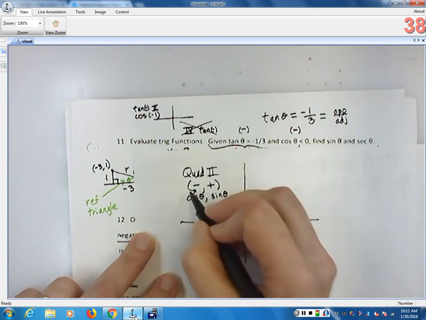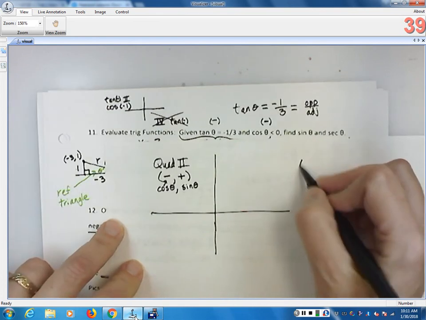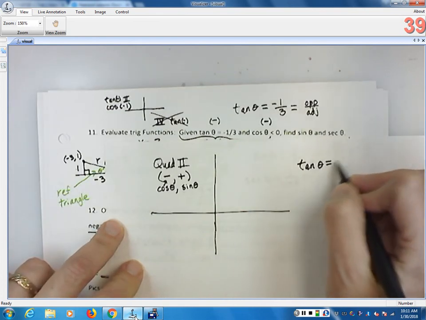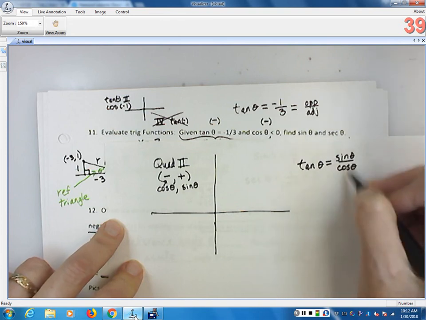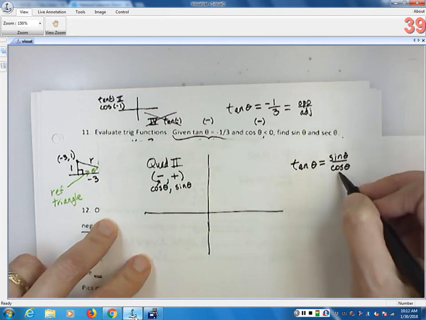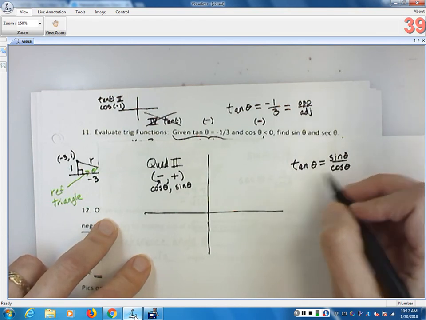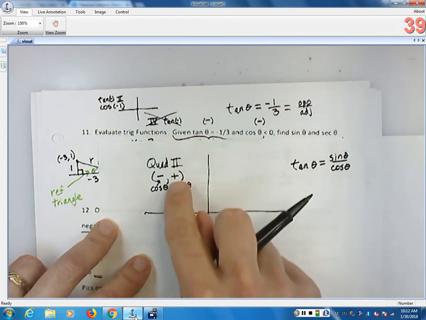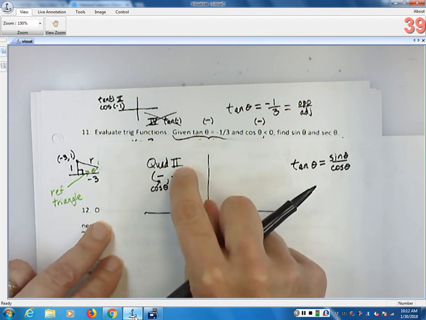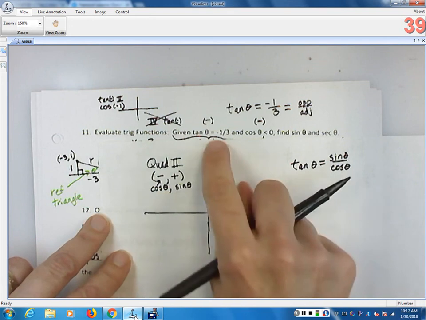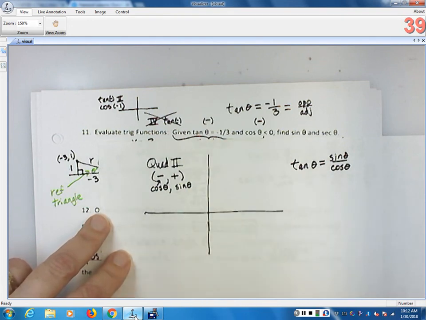And so tangent is sine over cosine. As long as sine and cosine are opposite signs, tangent will be negative. Tangent's negative because you're going to take a positive number divided by a negative and get a negative. So tangent is negative in quadrant 2. And they tell us that cosine is also negative, and so this is quadrant 2. Does that make sense? Yeah.